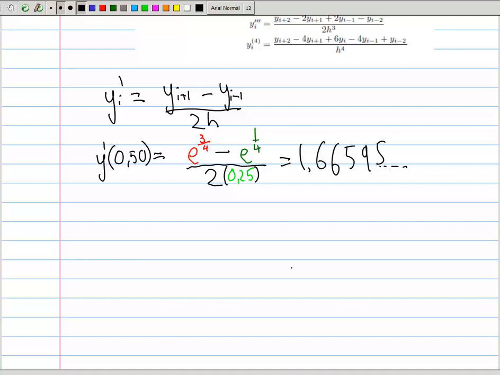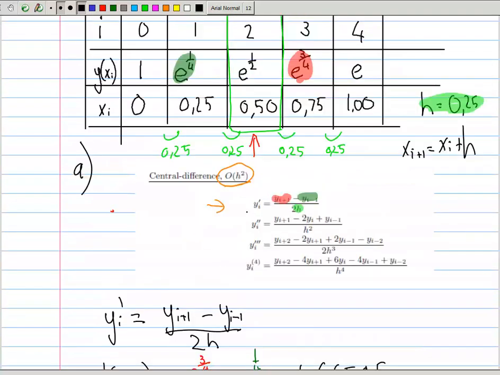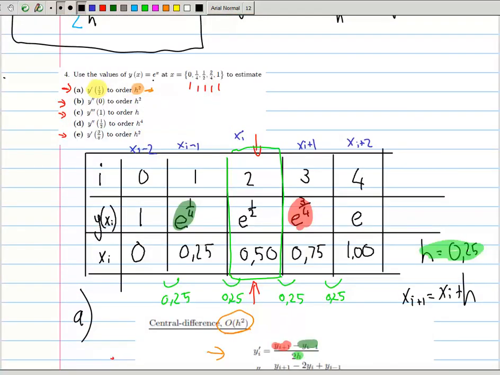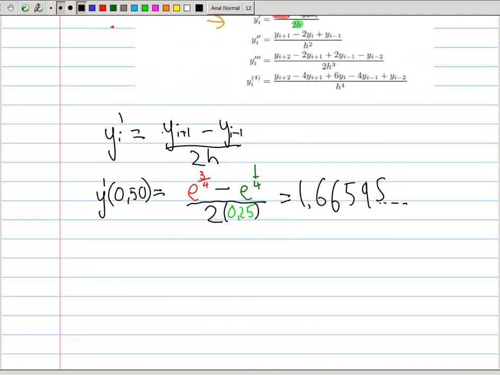And the interesting point on this, we know that e to the power of x, if we take a first derivative of it, because this is our equation here, we know that the derivative of e to the x is e to the x. And if we check what the actual value is, e to the half is actually equal to 1.6487... And we can see that these are actually very close.